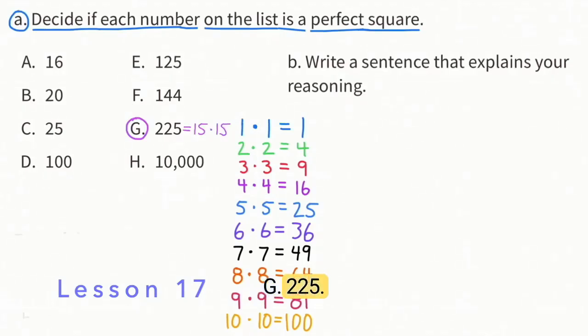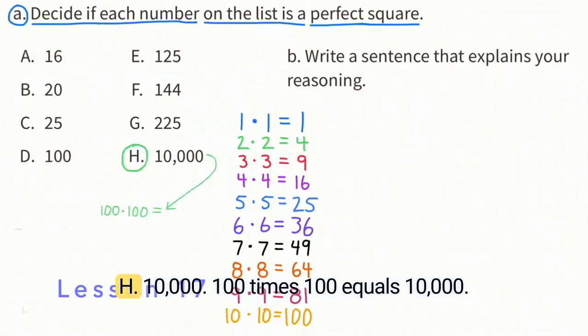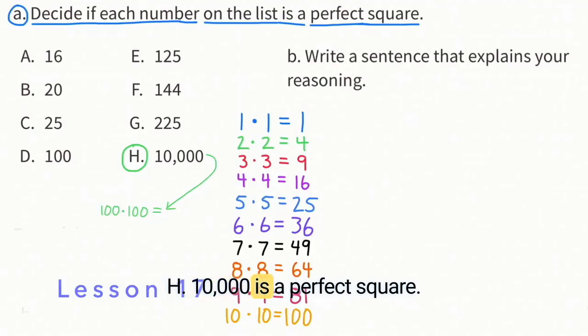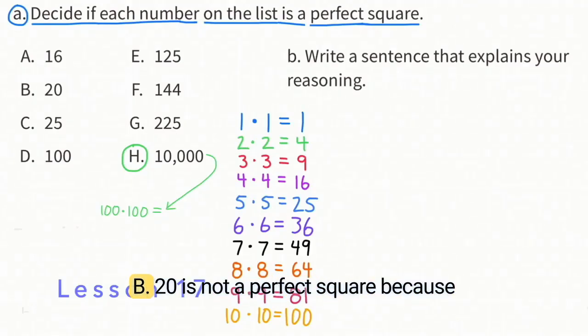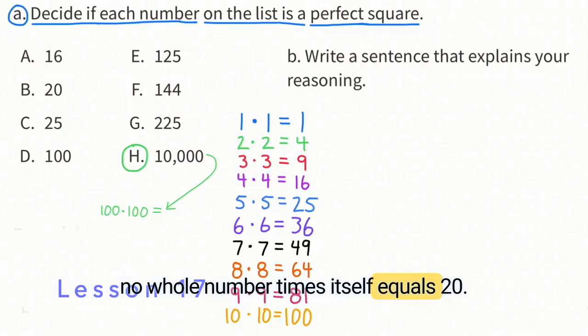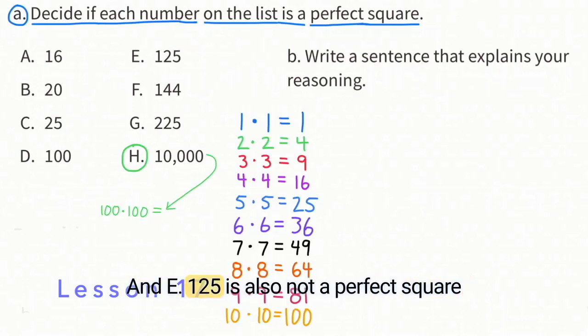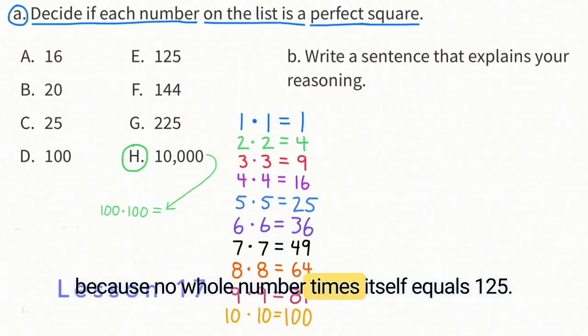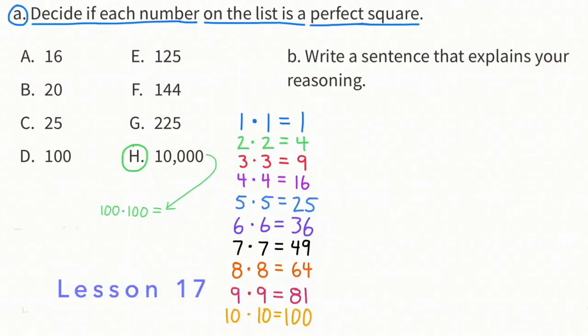G. 225. 15 times 15 is 225. G. 225 is a perfect square. H. 10,000. 100 times 100 equals 10,000. H. 10,000 is a perfect square. B. 20 is not a perfect square because no whole number times itself equals 20. And E. 125 is also not a perfect square because no whole number times itself equals 125.